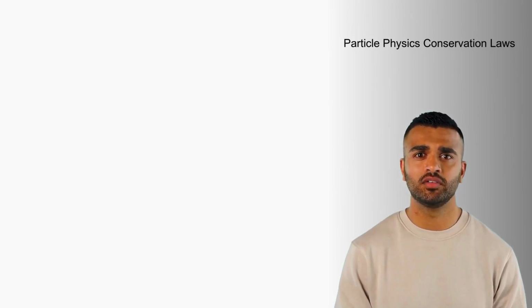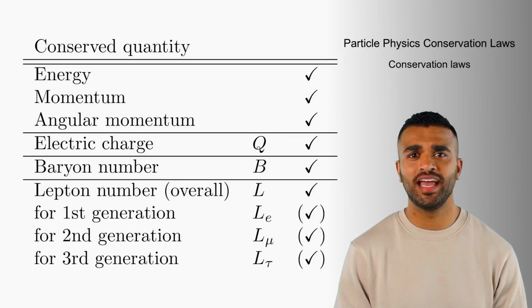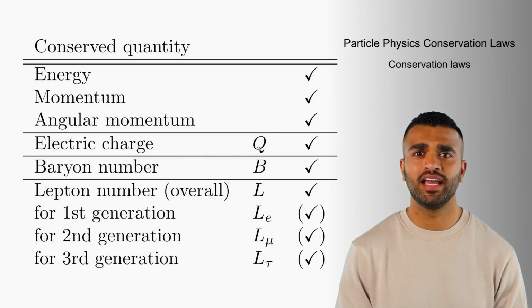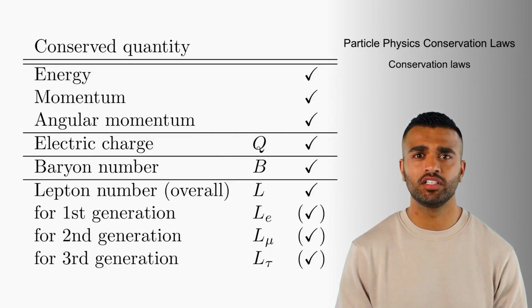Here we will discuss conservation laws. All particle interactions conserve energy, momentum, and angular momentum. Take this for granted and let us concentrate on the other conservation laws: electric charge, baryon number, and lepton numbers, where 1 is for all leptons, and further 3 lepton numbers consider the generations electron, muon, and tau.